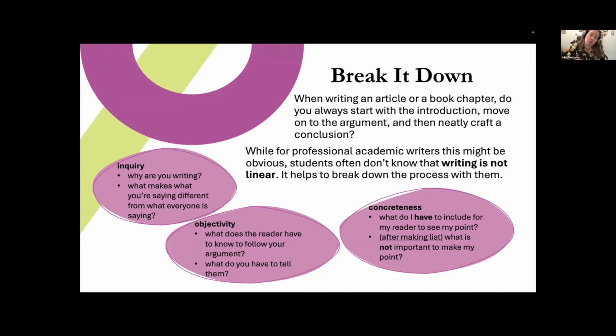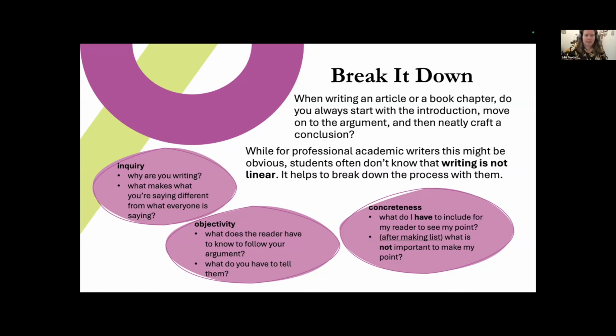And one way I suggest we can break it down is by using these discursive qualities, such as inquiry. We get students to write down, why am I writing? Yes, it's because the teacher told me to write. But what can I do? What can I say that is different from what everyone else is saying? Why am I writing about this topic? Why am I giving this perspective?